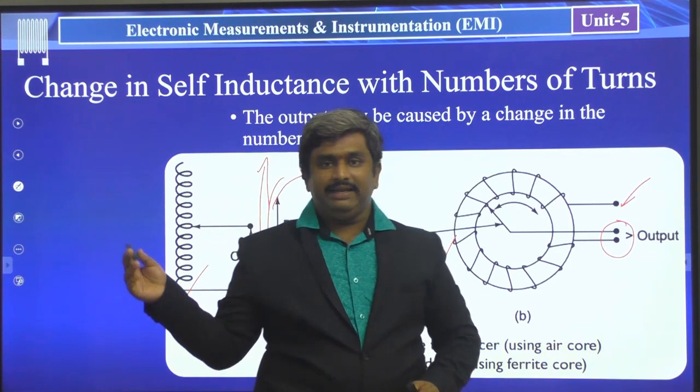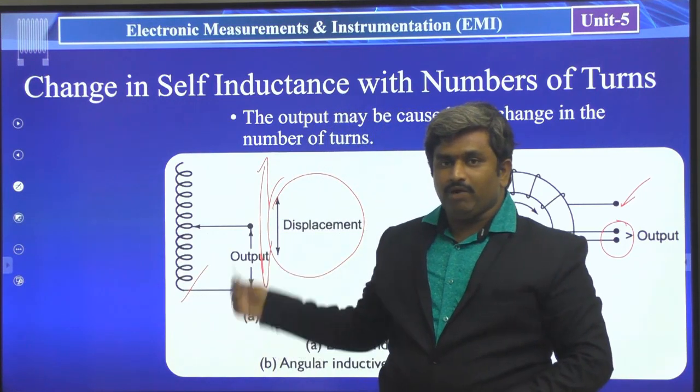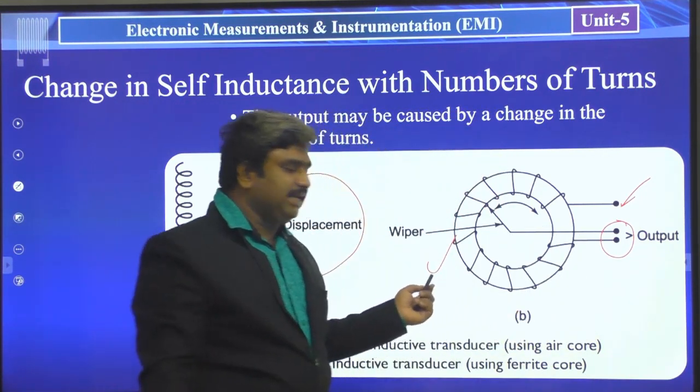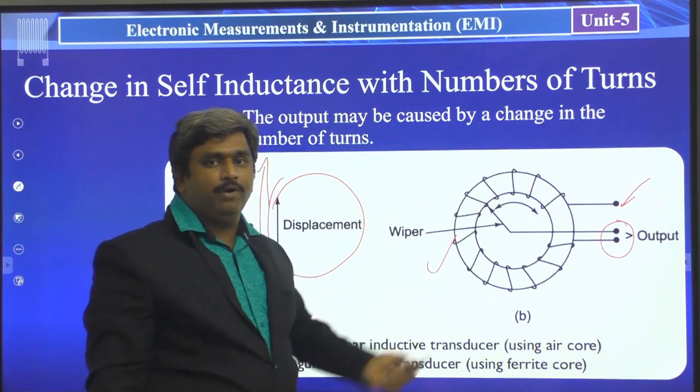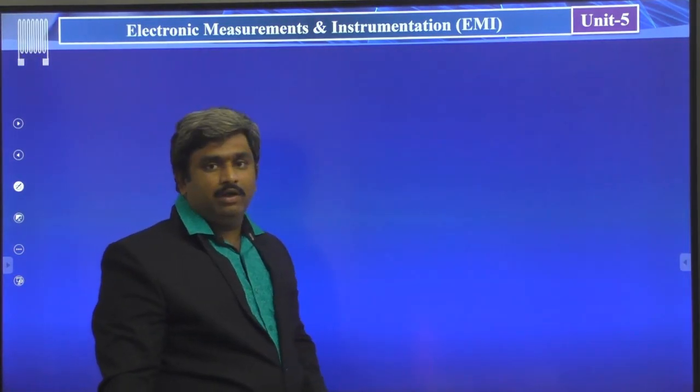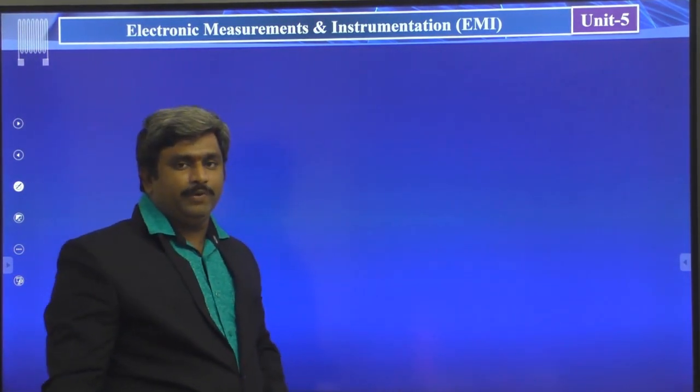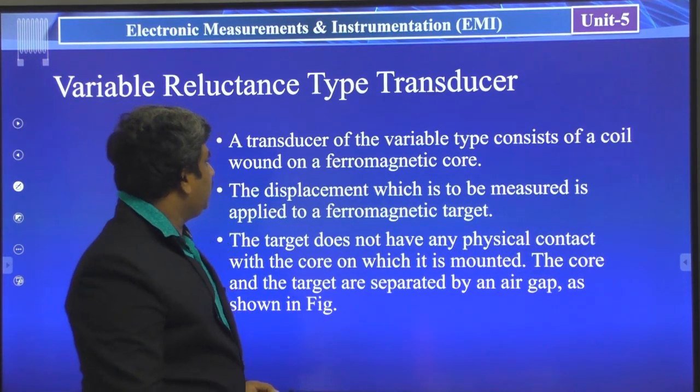One is linear, moving in the upward or downward direction, and the second one is angular, moving in the rotational direction. These are the two types which cover the turns.